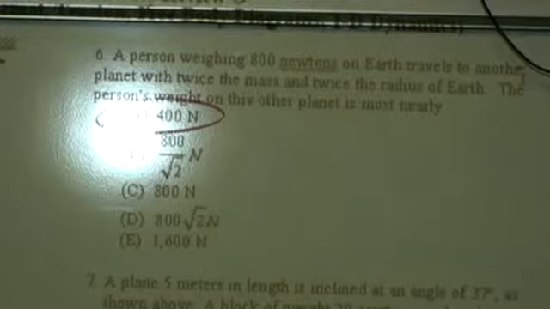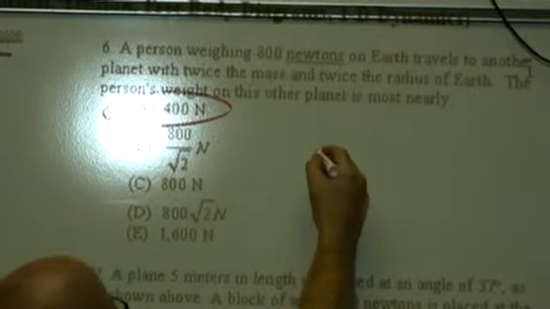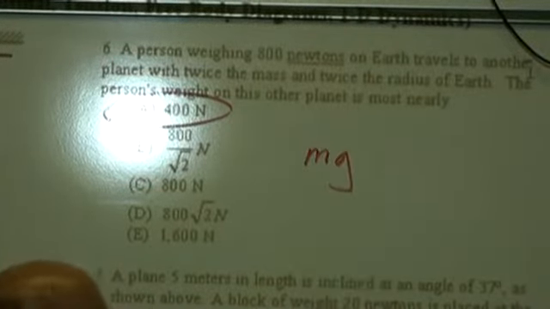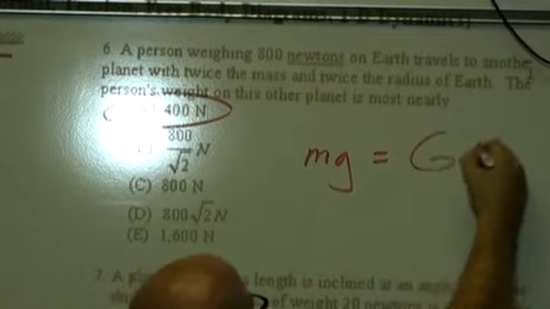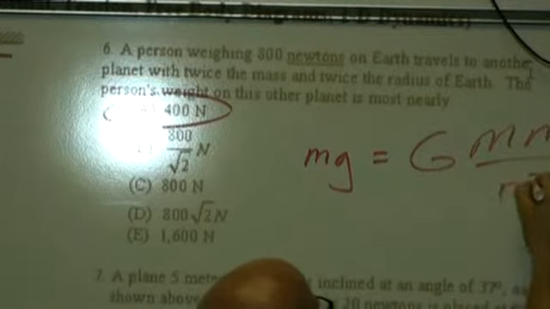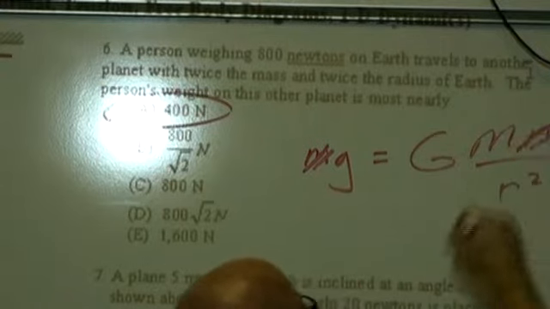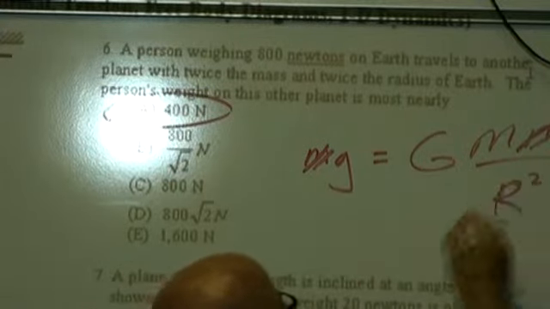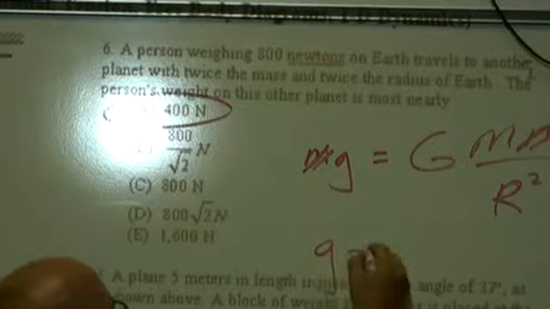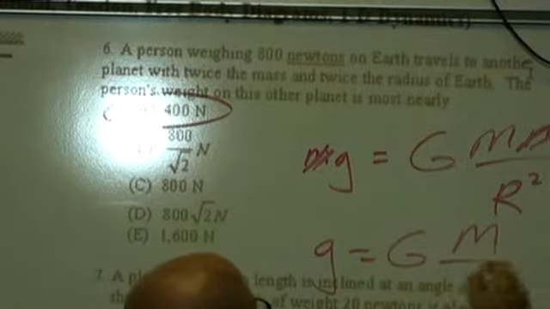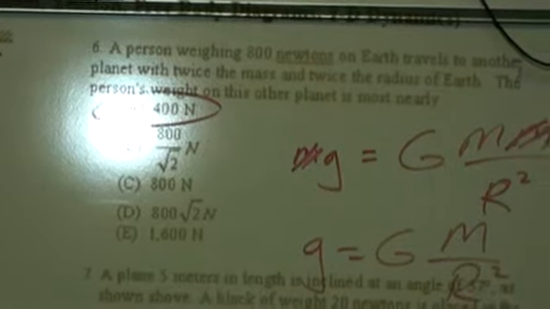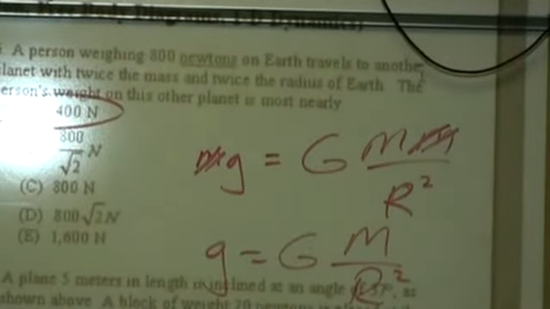All right, now on this one, a person travels to a new planet. Okay, you've got to find out the new acceleration due to gravity. So remember, mg on the planet equals big G, m big M over r squared, where this is one of these m's leaving behind the mass of the planet, and this is the radius of the planet, right? So g equals big G, big M over big R squared. Mass of the planet, radius of the planet squared.